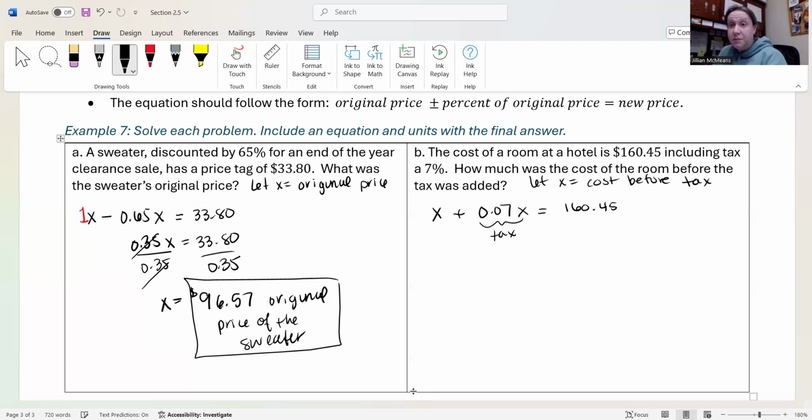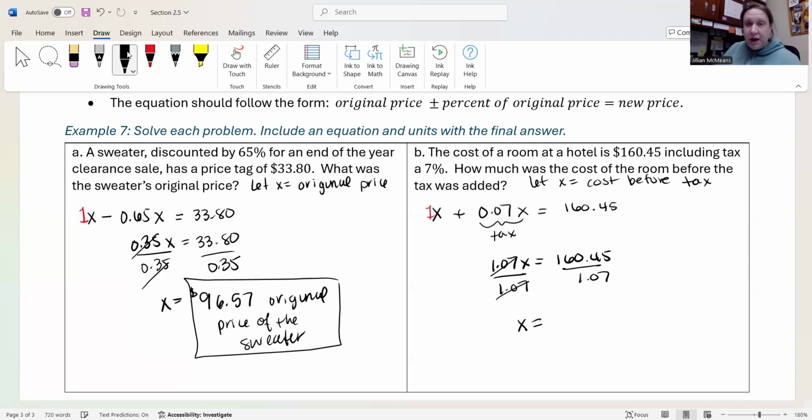So again, we need to combine like terms. Don't forget we have 1x plus 0.07x. So 1 plus 0.07 is 1.07x. That equals 160.45. And then in order to get the x alone, we have to divide by the coefficient of x. We have to undo that multiplication of 1.07 and x. So we divide both sides by 1.07. Well, on the left, 1.07 divided by itself is 1. 1 times x is x.